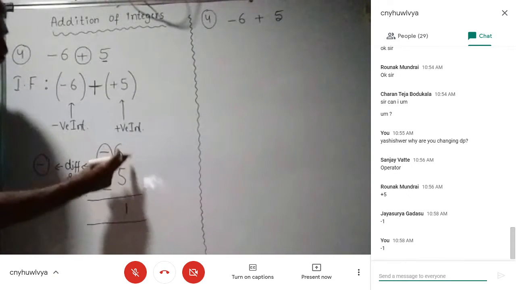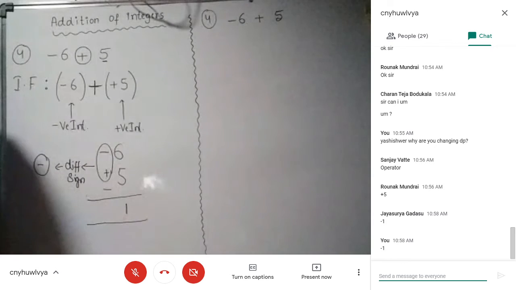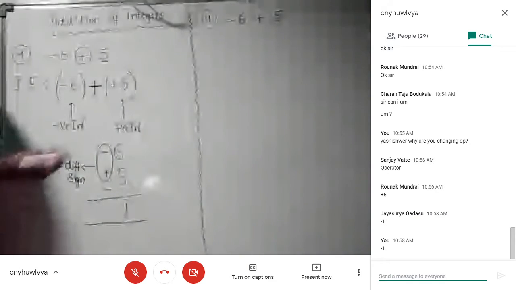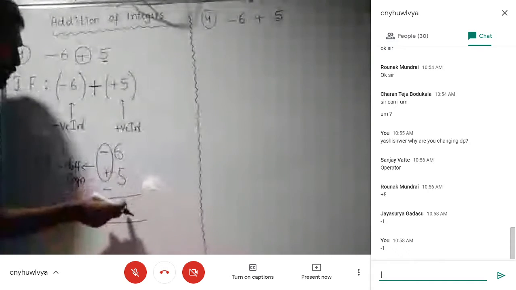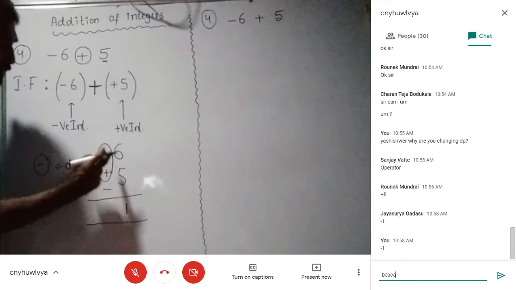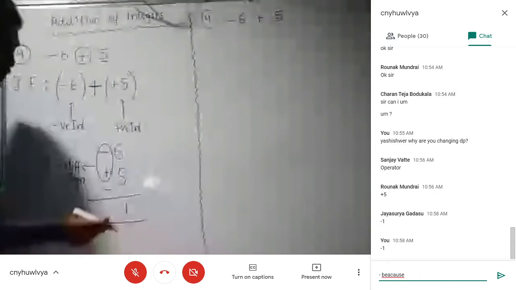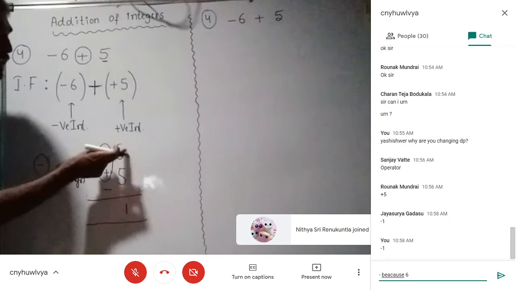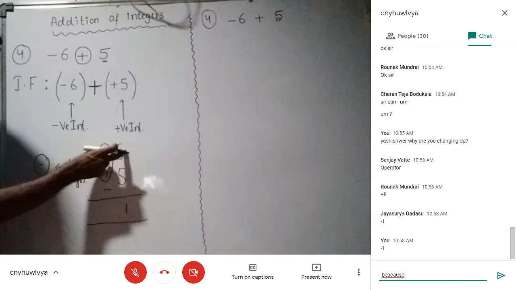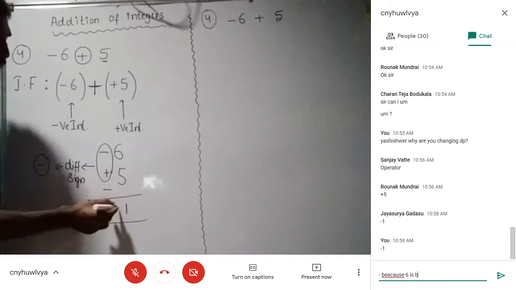Always write the top number as the bigger number so that it will be easy for subtraction. In addition, of course, it doesn't matter the order. So 6 minus 5 is 1. Okay, next, the bigger number sign. We got the result, but what about the sign of the result? The sign of the result is always the bigger number's sign. The bigger number is 6. The 6 sign is minus, therefore it will become minus.